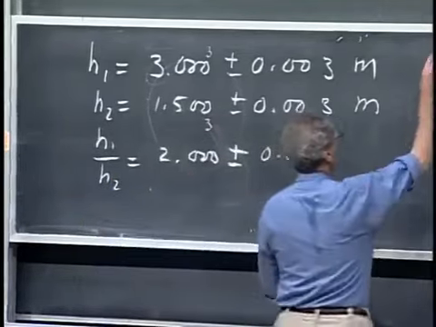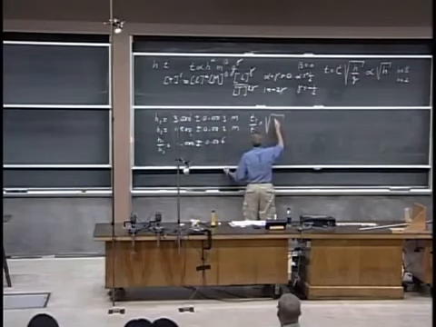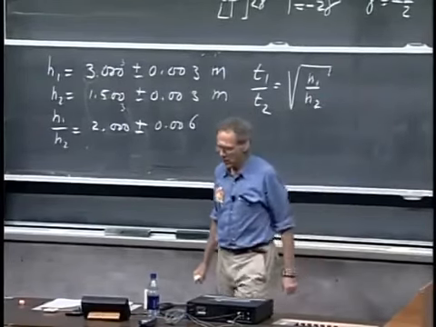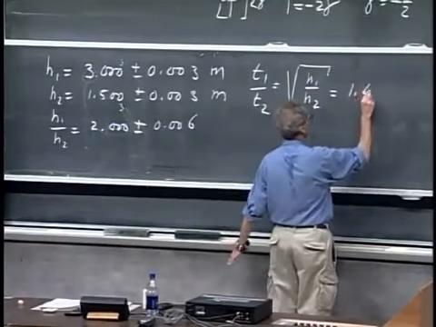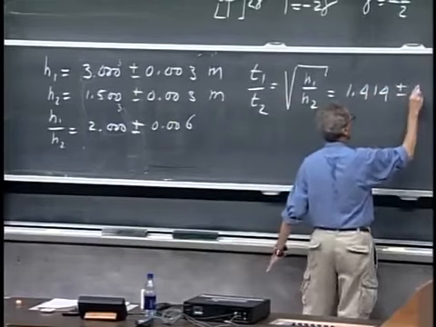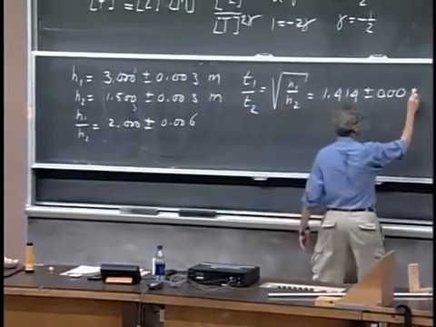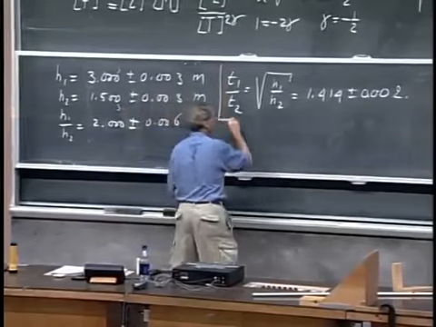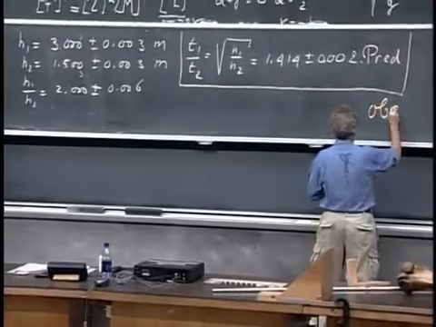And so the time t1 divided by t2 would be the square root of h1 divided by h2. That is the dimensional analysis argument that we have there. And we find, if we take the square root of this number, we find 1.414 plus or minus 0.02, and I think that is a 2. That is correct. So here is a firm prediction. This is a prediction. And now we're going to make an observation.